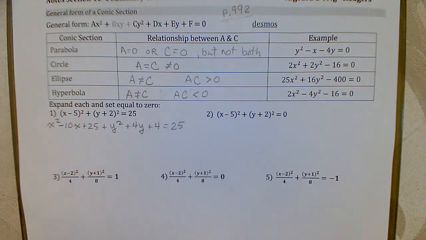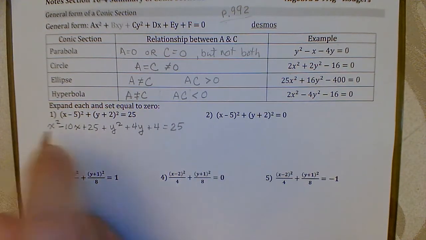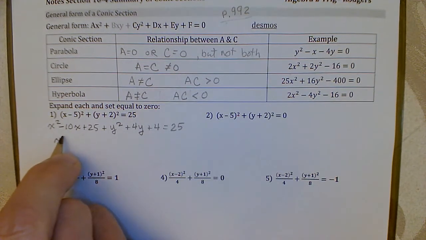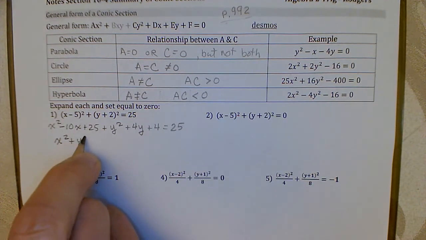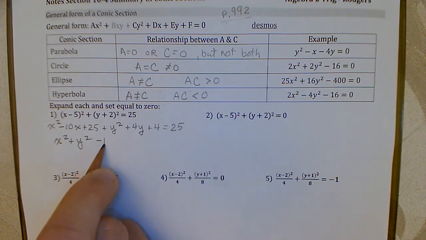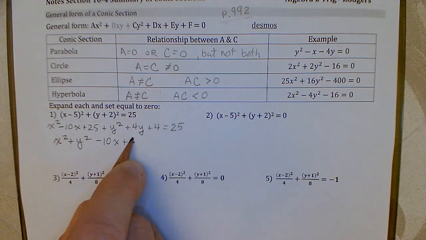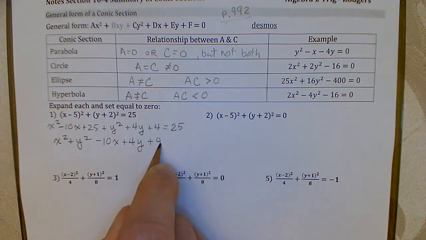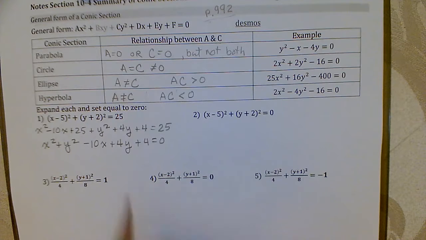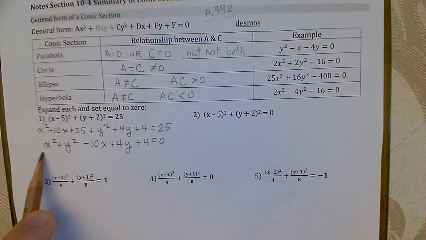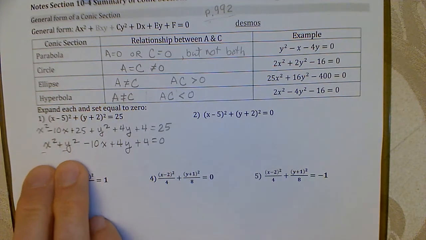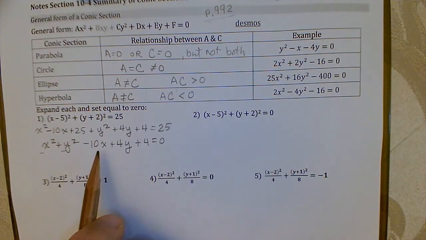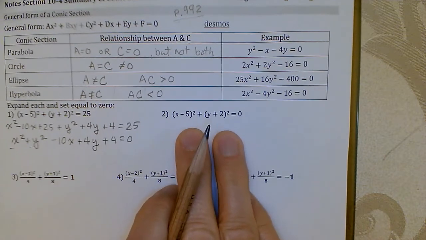And then if we set it equal to 0, and let's put it in the general form of the equation, we get x squared plus y squared minus 10x plus 4y plus 4 equals 0. So again, we know this was a circle, and we're just verifying that the A and the C are equal to each other. They're each equal to 1. Okay, so let's go on to this one.